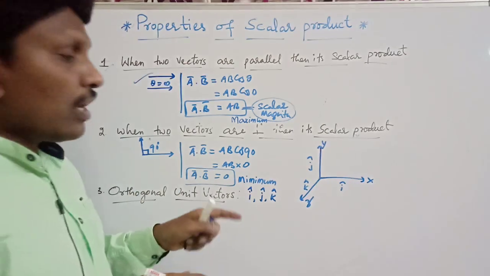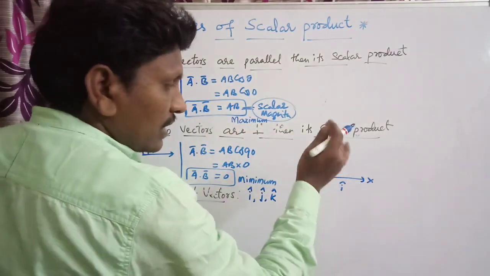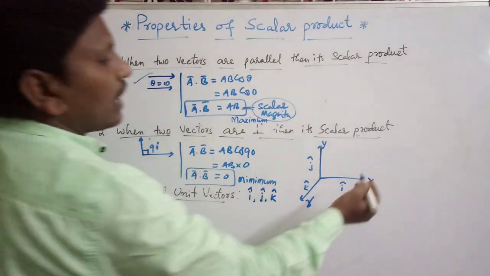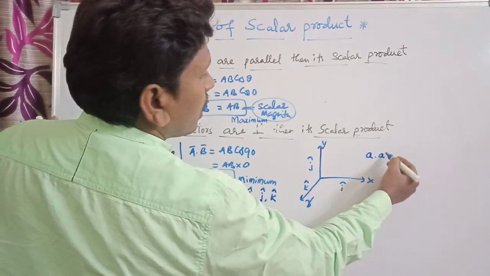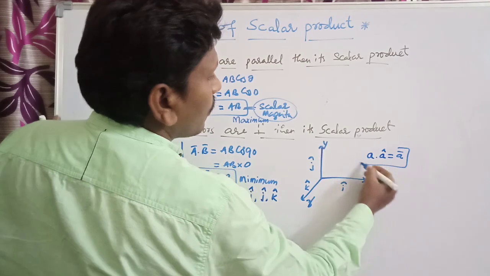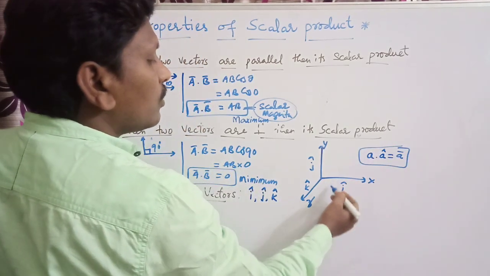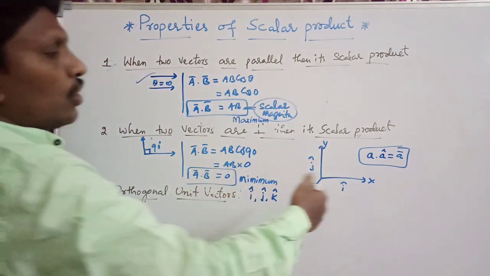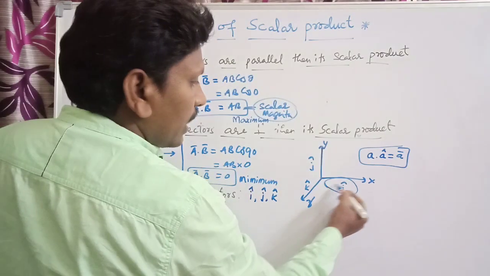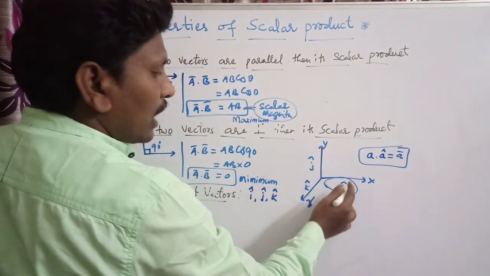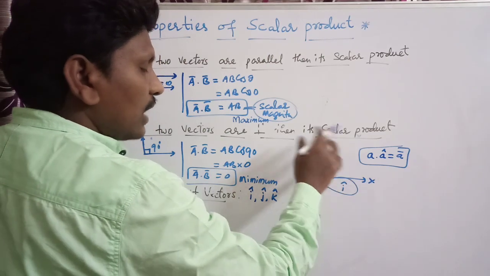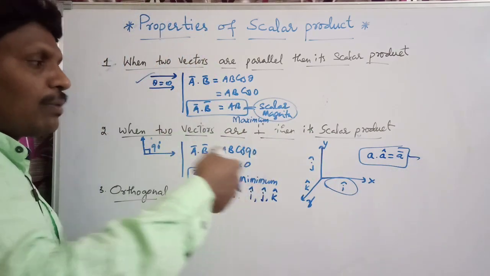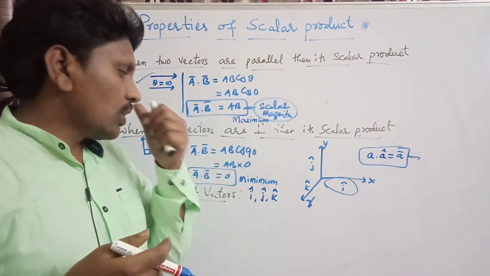Okay, so in the beginning we have seen that if a scalar is multiplied by a unit vector, it can simply be converted into a vector, that is a dot a cap is equal to a bar. Why should we take the orthogonal unit vectors along the x, y, z axes? If there is a magnitude along the x, y, z axis, and it is multiplied by the unit vectors, then it can simply be converted into a vector. For that purpose we use orthogonal unit vectors.